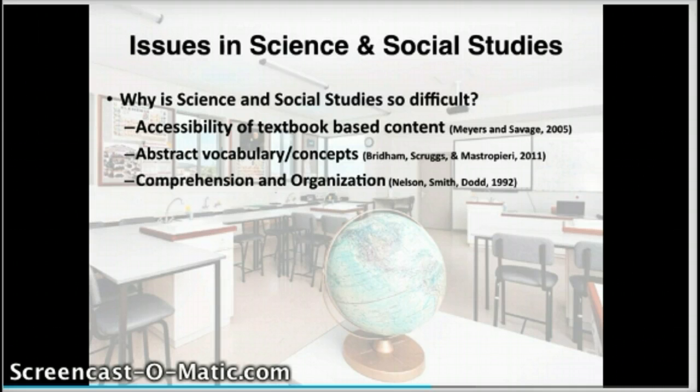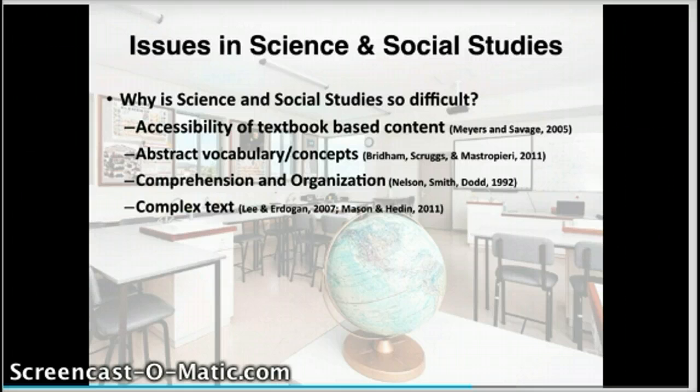For instance, in science, the scientific method is very much an organized method. The scientific process is very organized. And in social studies, understanding things in a fluid timeline is very much organized. And drawing connections among those things from a comprehension stance is a difficult thing for students with disabilities.